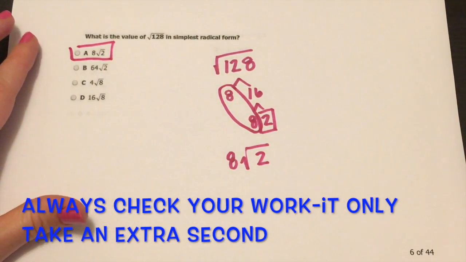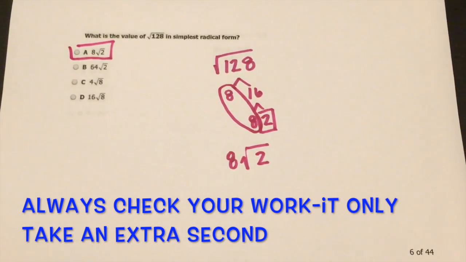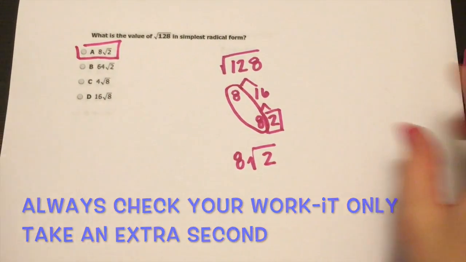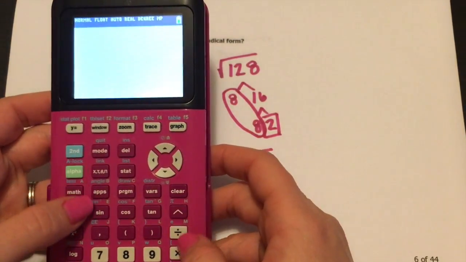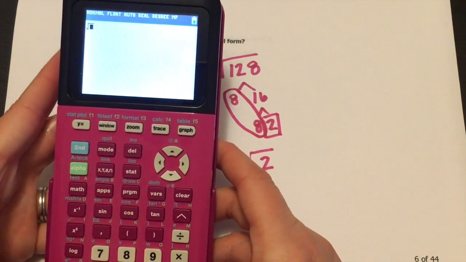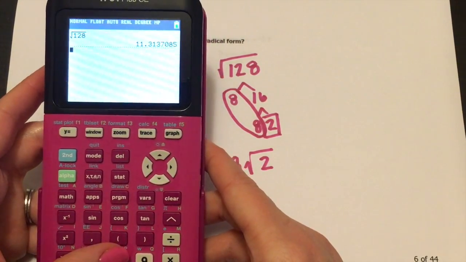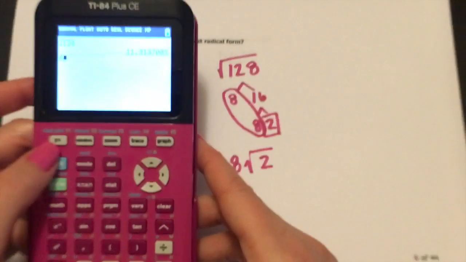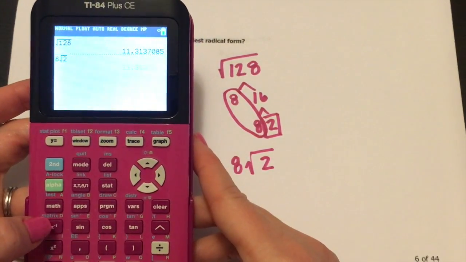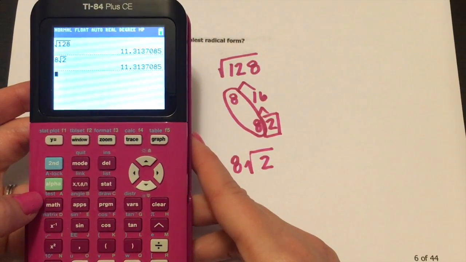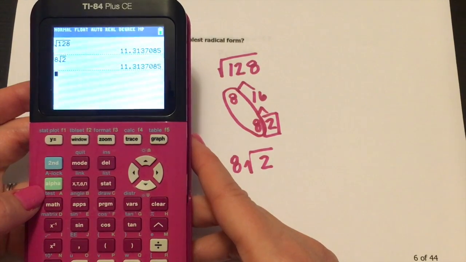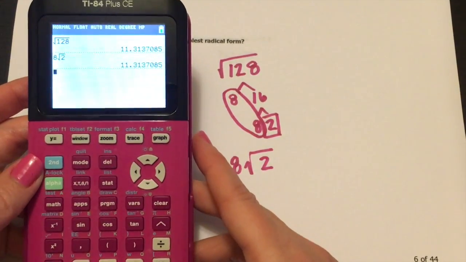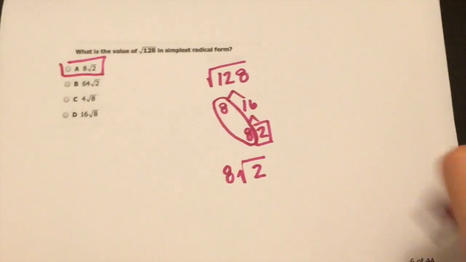Another thing you could do on a lot of these problems: put the square root of 128 into your calculator, and then do 8 square root 2. You should get the same number back. If you do not, then your answer is not correct. So this is a nice way to check. Again, that's number 6.